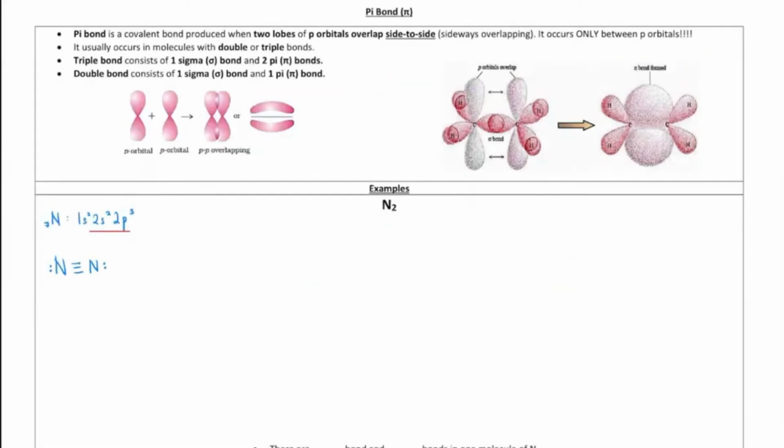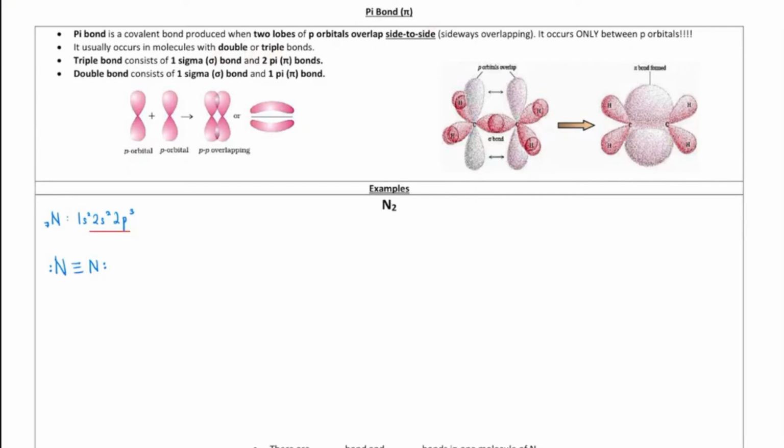Okay, so next kita nak draw pi bond. Okay, so pi bond dia punya orbital overlap side to side. Lain daripada sigma bond tadi, overlap end to end. And then this pi bond can only form apabila p orbital overlap with another p orbital. So this pi bond, it can be found in double bond and triple bond.